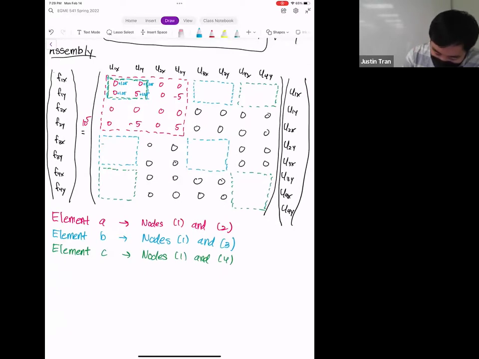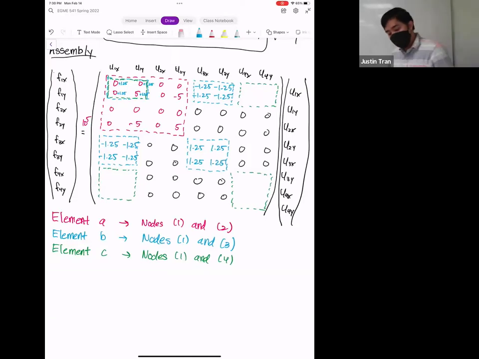We have a minus 1.25 here, minus 1.25, minus 1.25, minus 1.25. We have minus 1.25, minus 1.25, minus 1.25, minus 1.25. And we have a positive 1.25, 1.25, 1.25, 1.25.